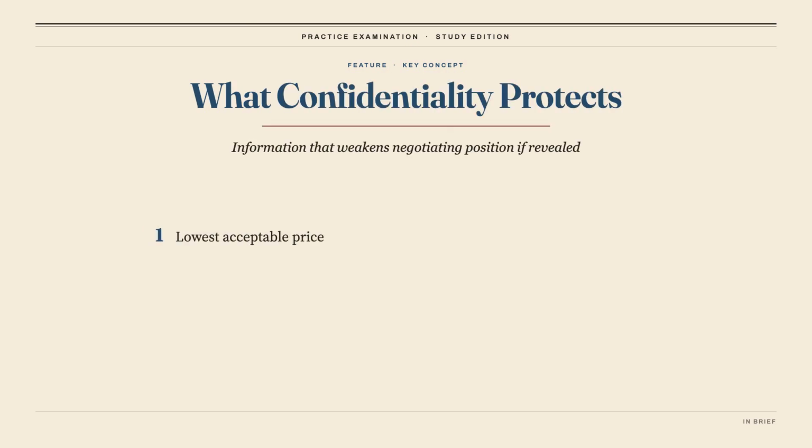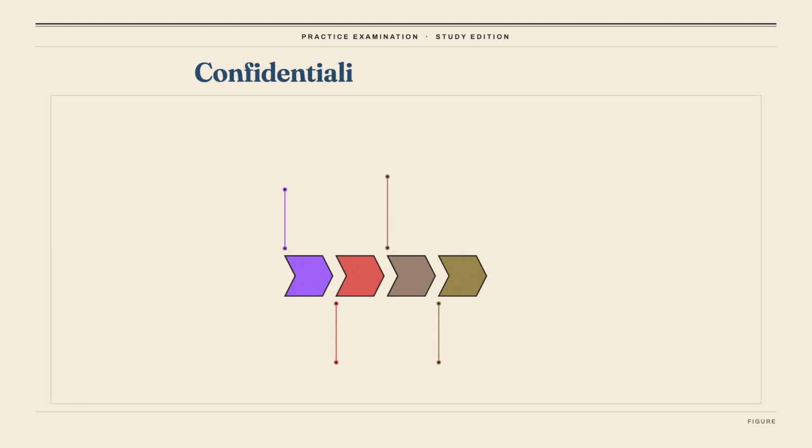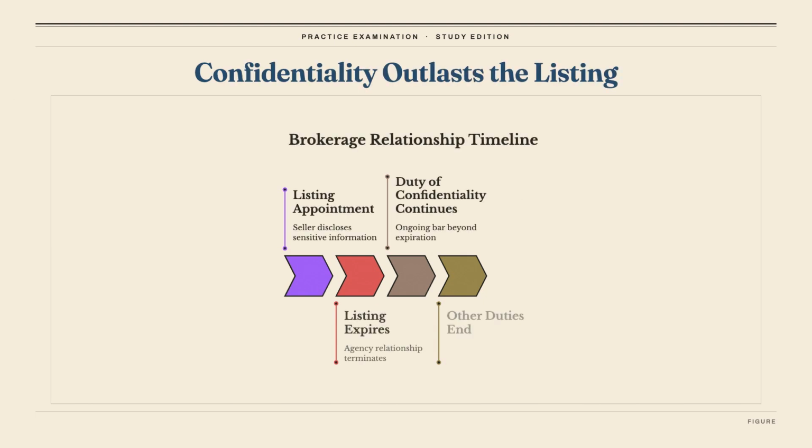Confidentiality covers what a client reveals that would weaken her position: her lowest acceptable price, her reason for selling, a financial pressure forcing a quick sale. But it never covers adverse material facts about the property itself, like a leaking roof or cracked foundation. The most sensitive disclosures happen at the listing appointment months before any expiration.